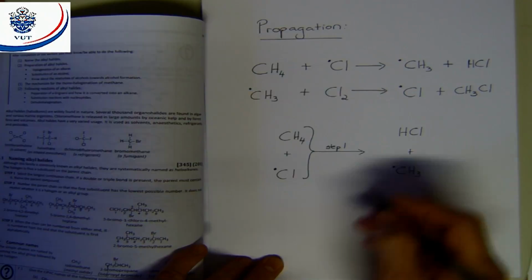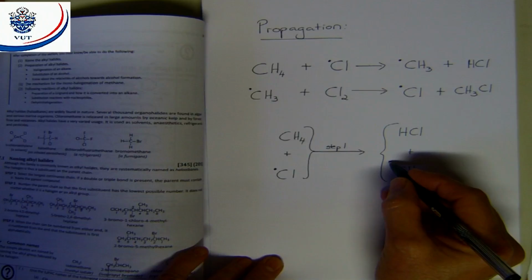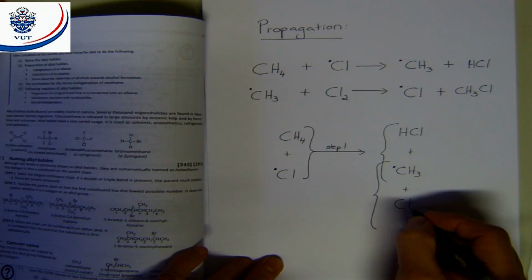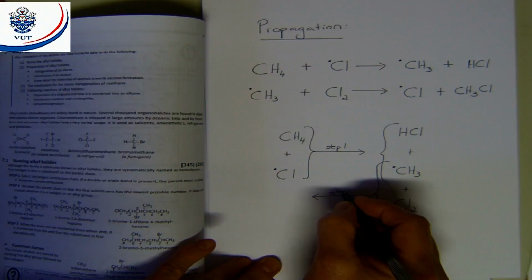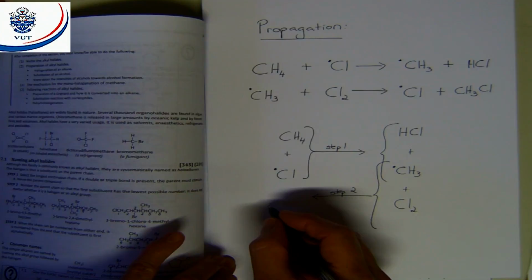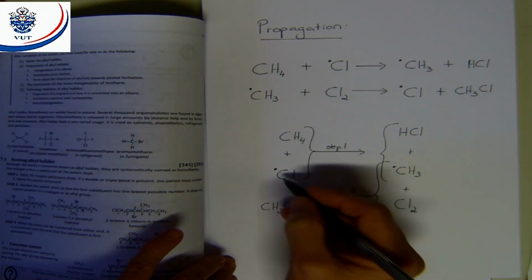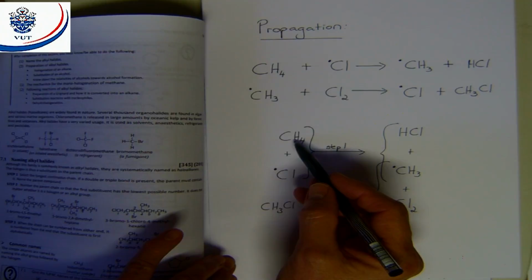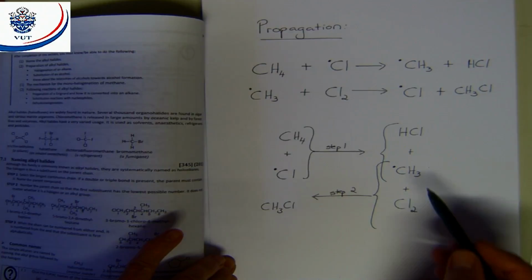Now, that is your product. In the second step, this radical can now react with another chlorine molecule. So that, in the second step, we have the CH3Cl product and the Cl radical formed. Then again, Cl radical can react with methane, giving us HCl, CH3 radical. CH3 radical reacts with the chlorine, giving us the Cl radical, CH3.